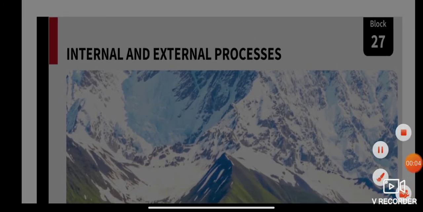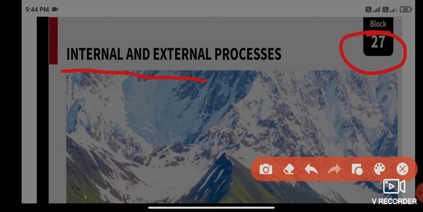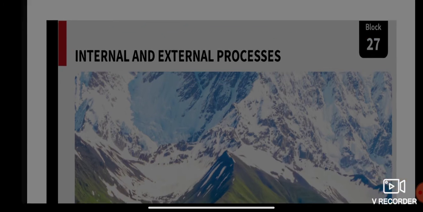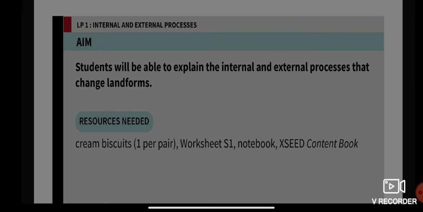So today we will start with the new block, that is block 27. And the topic of our discussion for today is internal and external processes. So this is the topic of our discussion for today. Now our aim for today is students will be able to explain the internal and external process that change landforms.